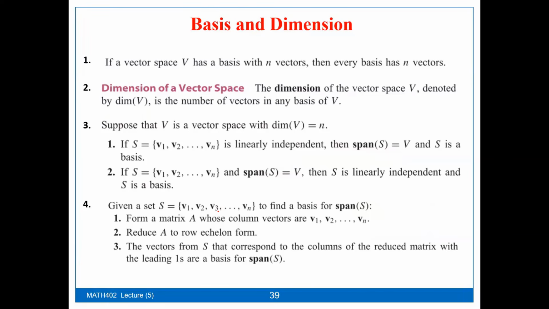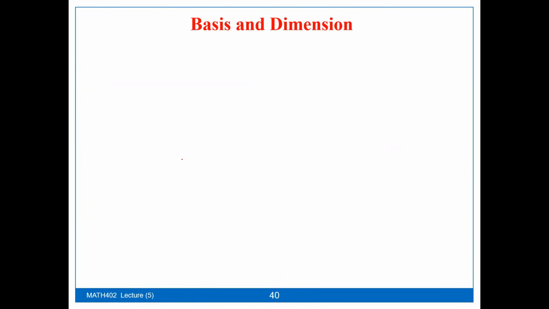So given a set, to find the basis of the spanning set of S, we form a matrix whose column vectors are V1 to Vn. We reduce A to row echelon form, okay? And the vectors from S corresponding to leading ones are a basis of span S. So the spanning set is not always the whole set. Let's solve examples.